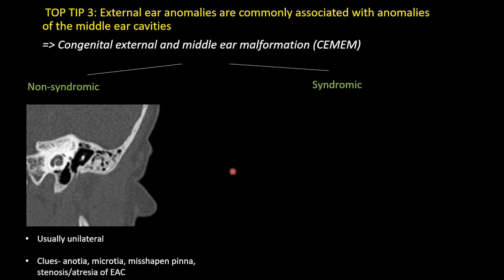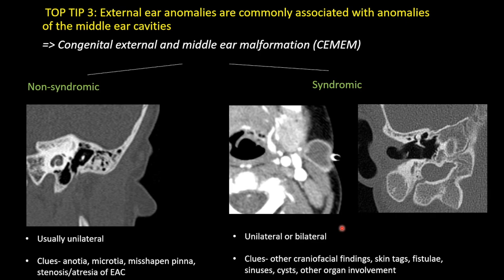The syndromic ones tend to be more commonly bilateral, but they can also be unilateral, and they are usually associated with other craniofacial features, other systemic manifestations, including other organ involvement. Locally, they can have skin tags, fistulae, and cysts, as well as sinuses. In this particular case, there is a cyst, and the ossicular structures were dysplastic with some fusion, and this was the case of branchio-otorenal syndrome.